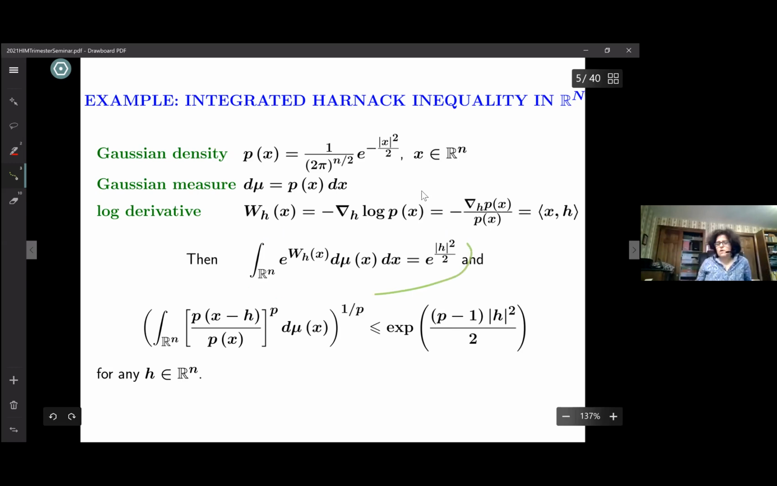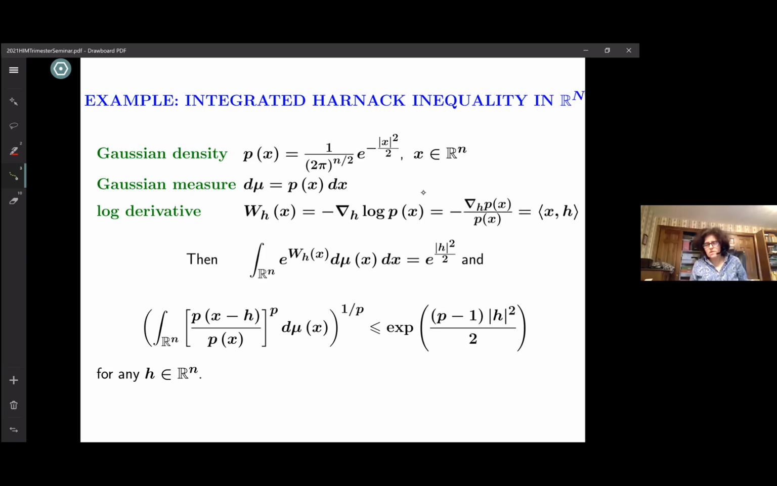And then you can actually compute directly this thing. Usually in more complicated situations, you don't have this direct computation. You have an estimate on this log derivative with respect to the Gaussian measure. And then what you see is that if you take the heat kernel or the Gaussian density shifted by h here and compare to the original density here, and then you take the L^p norm of this with respect to the Gaussian measure, you have this estimate here. Okay, so why is it called integrated Harnack? Because yes, you shift one thing with respect to the other, that's your Harnack, and then you integrate with respect to the reference measure, which is the Gaussian measure here.